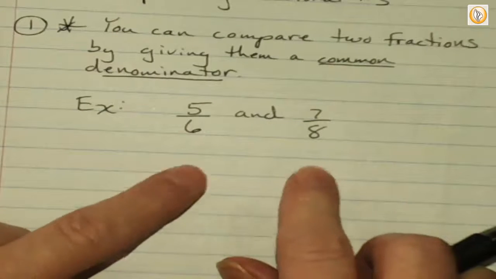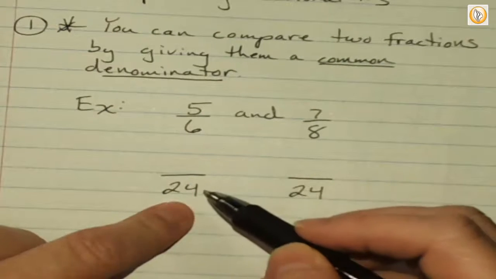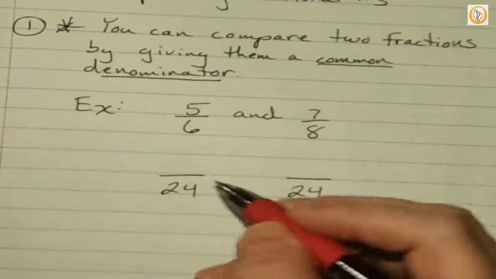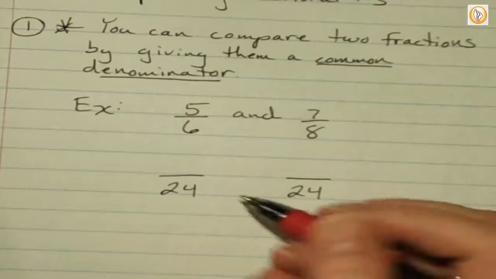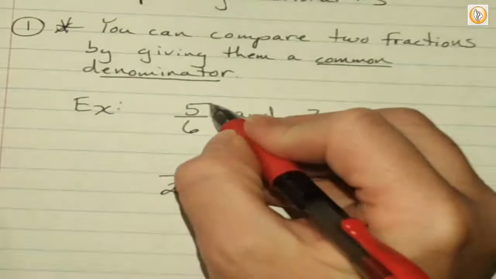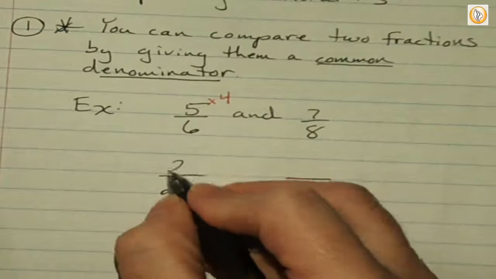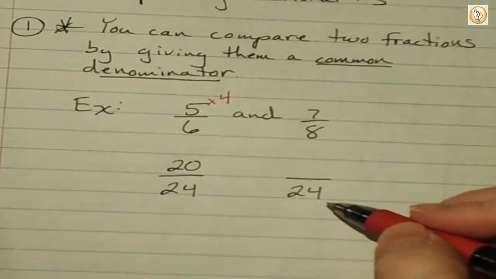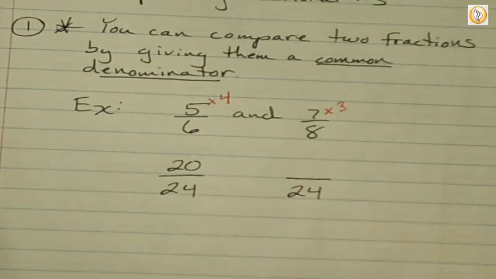Now we have to get a new numerator. Italia, how many times does 6 go into 24? 4 times. Okay, so y'all need to write this down if you have forgotten how to do this, because this goes along with adding and subtracting fractions. 6 goes into 24 4 times, so 4 times 5 is 20. 8 goes into 24 how many times? 3. So then 3 times 7 is?